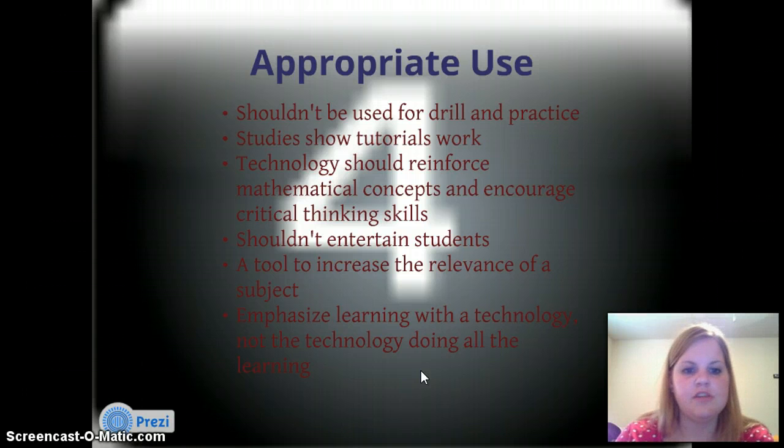Appropriate technology should be a tool to increase relevance, and make sure to emphasize learning with the technology, not the technology doing all the learning. It's very important so students know that they're learning, not the technology.